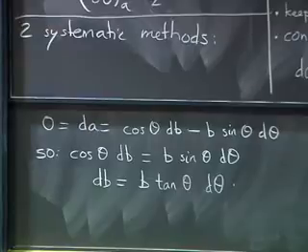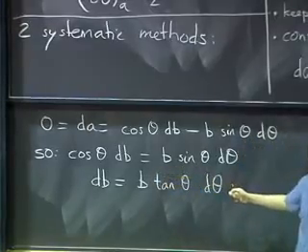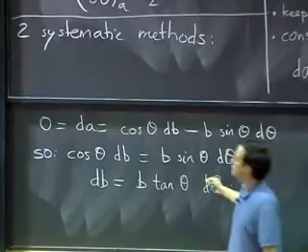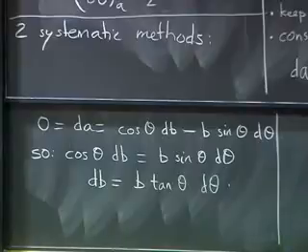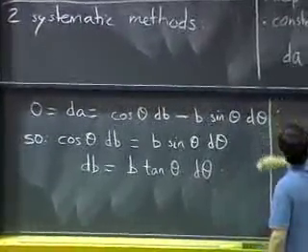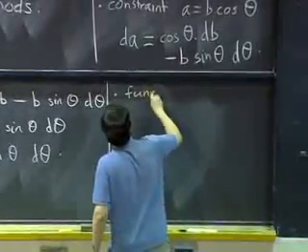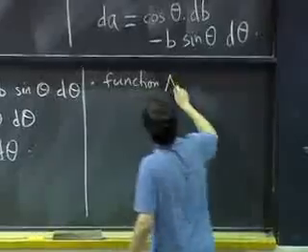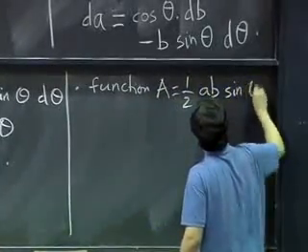Okay, so in fact what we found is the rate of change of b with respect to theta. Why do we care? Well, we care because let's look now at dA, the function that we want to look at. Okay, so the function is A equals 1/2 ab sine theta.